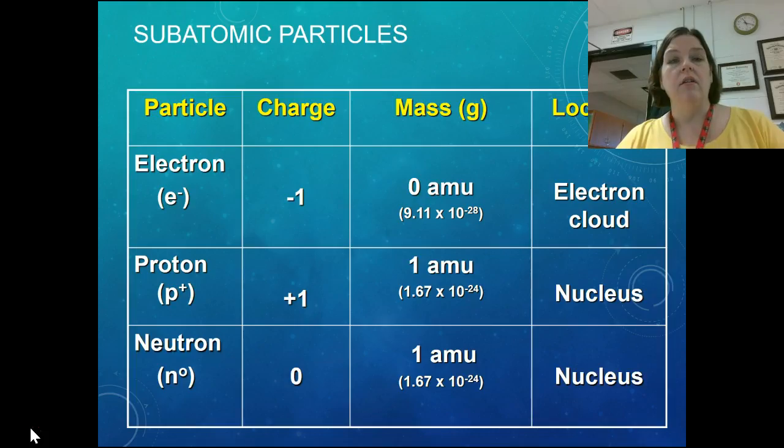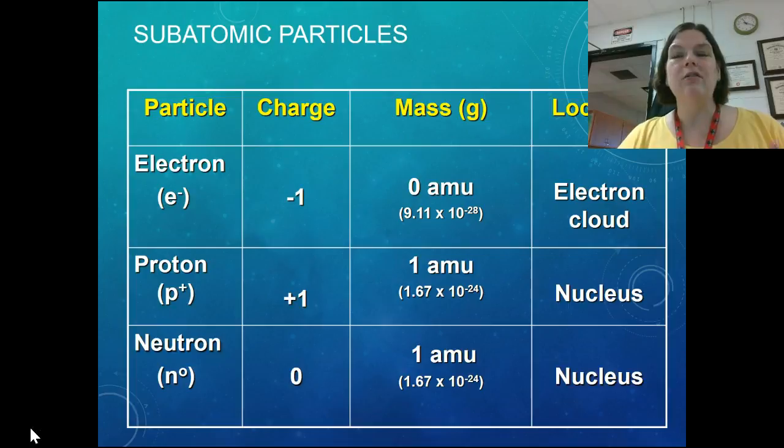Today we're going to be talking about atomic structure and what makes up an atom and how we talk about that. So the first thing that we need to talk about are subatomic particles, because we know atoms divide up into the electron, the proton, and the neutron. Electrons have a charge of -1, protons have a charge of +1, and neutrons are neutral or zero charge.